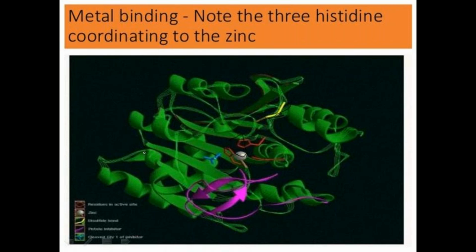Mainly three histidine residues are responsible for coordinating with the chain. Some metals activate the complex, and some metals inactivate the complex structure. Okay, and this is the metal binding.